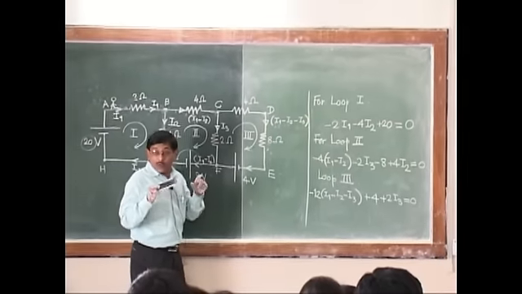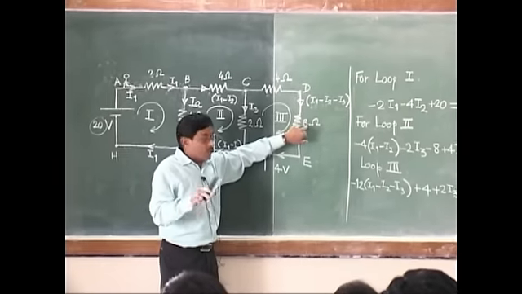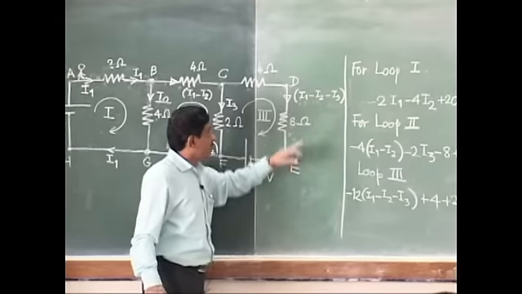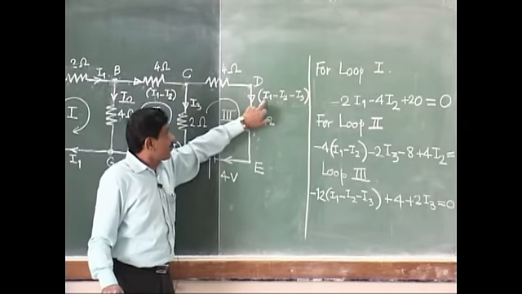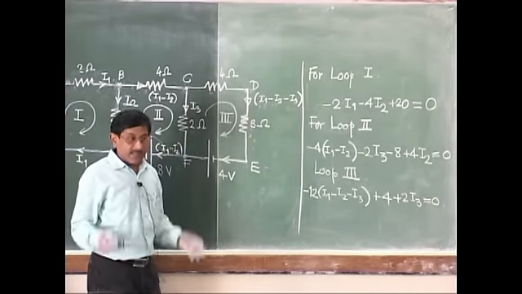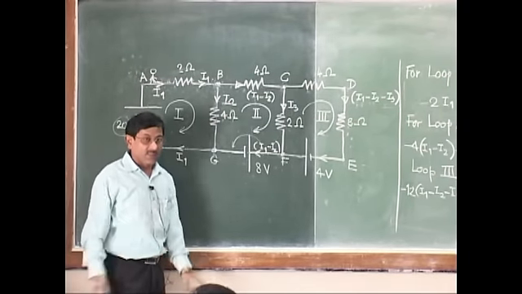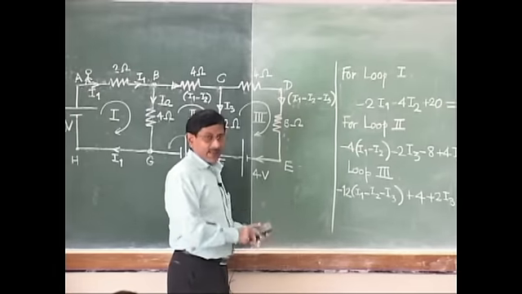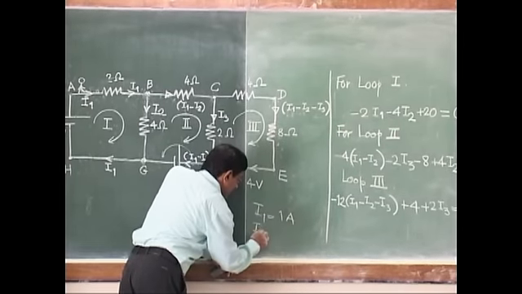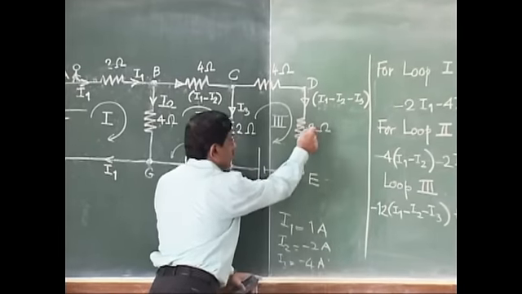Final thing, what do we want finally? Our question was, what would be the current flowing through the 8 ohm resistance? You have to solve these three equations for the values of I1, I2, I3, and finally, once you get the values, what is the current in this 8 ohm resistor? I1 minus I2 minus I3. Remember, you may get some current as negative. It means that whatever direction you had considered in your earlier circuit, the actual current is opposite. That is the only significance. But finally, suppose, as an example, you get I1 as 1 ampere, I2 as minus 2 ampere, and I3 as minus 4 ampere. What would be your answer for this current?